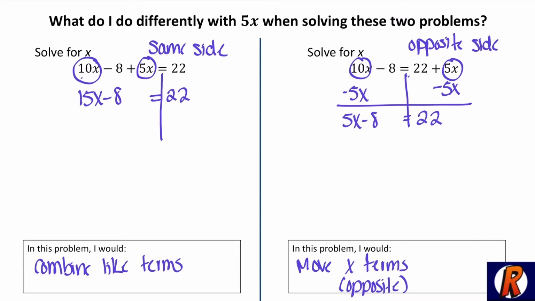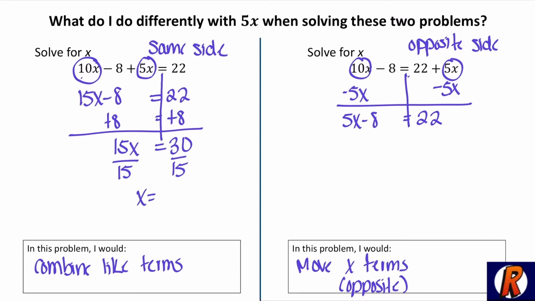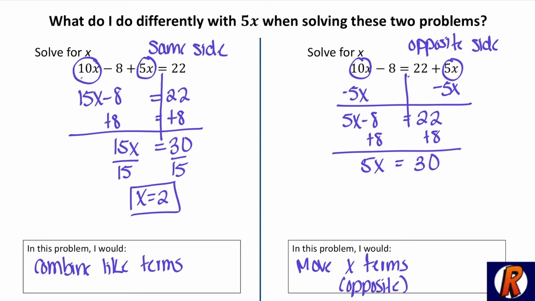Now to solve this problem on the left side, I'm going to add 8 to both sides. I get 15x equals 30, and then divide both sides by 15, and so I have x equals 2. On the right side, I'm going to add 8 to both sides, and I get 5x equals 30, and then I divide both sides by 5, and I get x equals 6. You can see these are not the same problem because we actually have to do different things when the variables are on the same side than when they're on the opposite side.